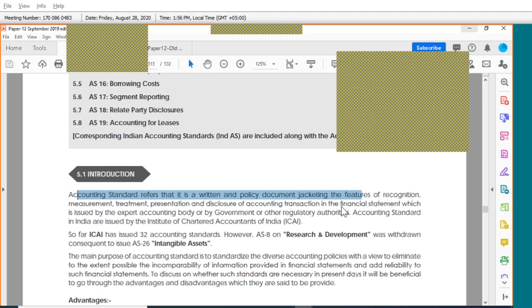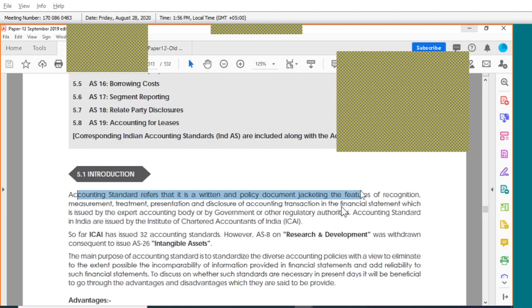Please read from the first line. You just go through again. Accounting standard refers to a written policy document covering the features. This is very important. Recognition, for recognition purpose, it is important. Measurement, for that purpose it is important. Treatment, for that purpose it is important. Presentation and disclosure. What is recognition, sir? What is measurement? What is treatment? What is presentation? What is disclosure?